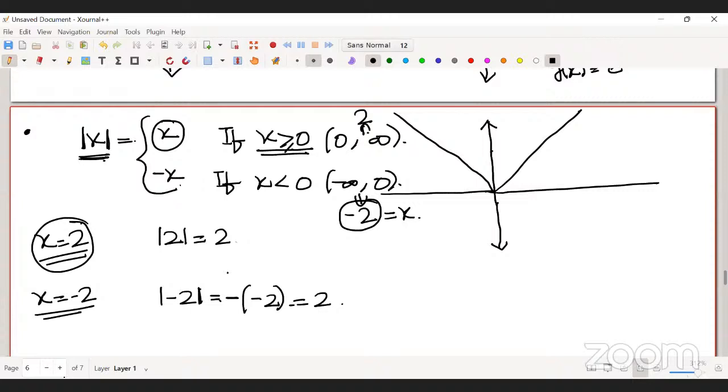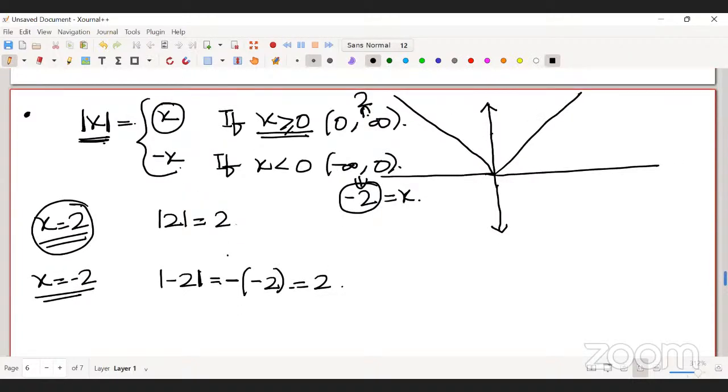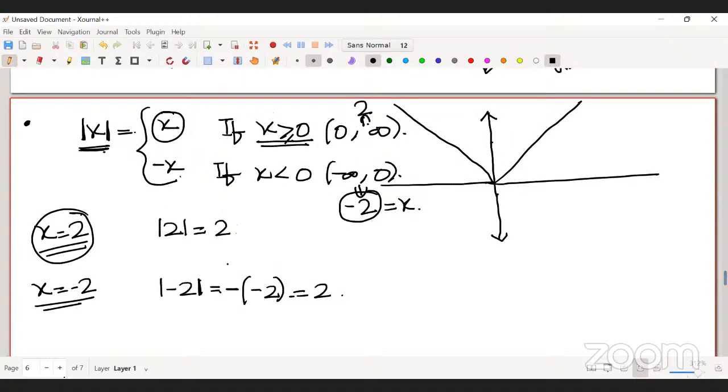But in a graph, is y equal to mod x like this, or is it some different thing? For minus 2 and 2, the graph cuts at y equal to 2. For plus 2, it cuts 2. That is y equal to f of x equal to mod of x. So basically at minus 2, the value of the function is 2, so this point is minus 2, 2. And similarly at 2, the value of the function is 2, which is the point 2, 2.